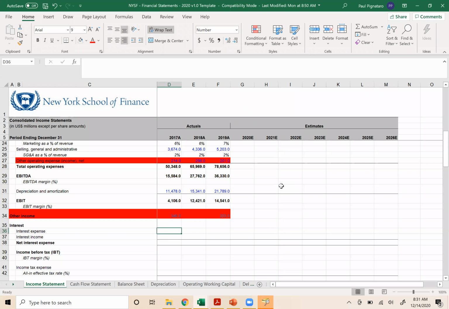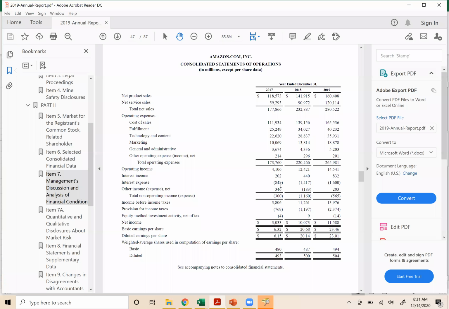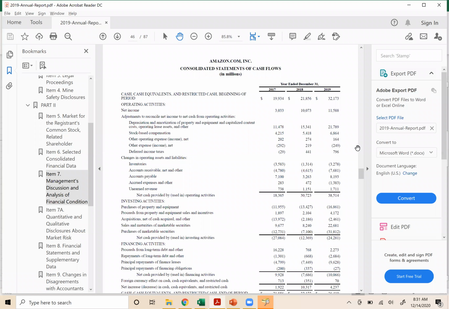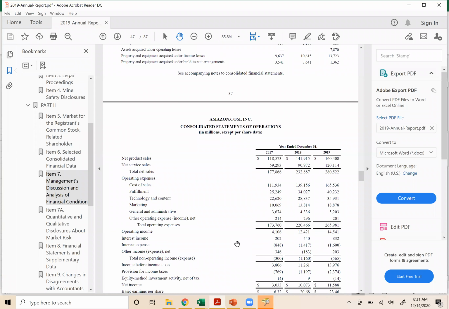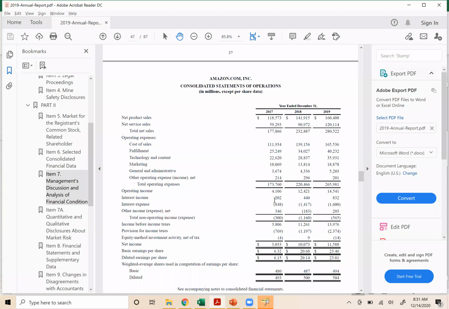What I do want to make sure we get down is interest. Interest income. And interest expense. So they have interest income as 202, 440, 832. They have interest expense 848, 147, 1600.